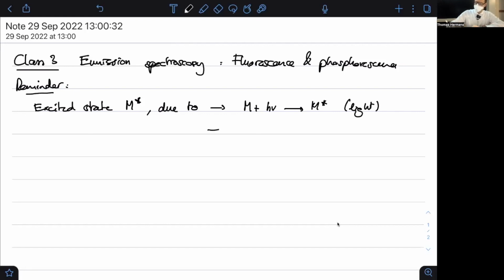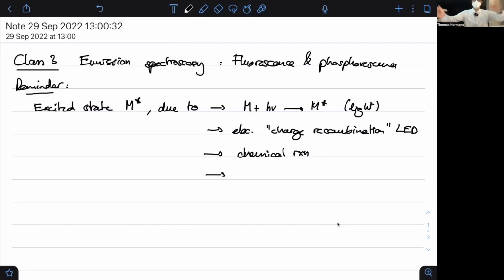We can have electricity, right? So this is more formally, you would say, charge recombination. This is like in LEDs, right? So two charges recombine. You can have chemical reactions. So this would be chemiluminescence. That's actually very cool. If you mix luminol and peroxide, you make light. And heat. But as we said last class, you need a lot of heat to actually excite molecules. So it's not a very feasible method.